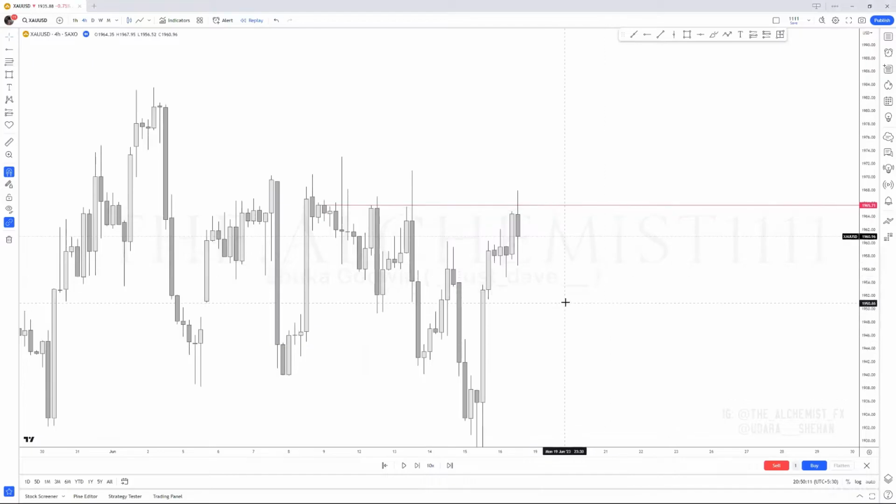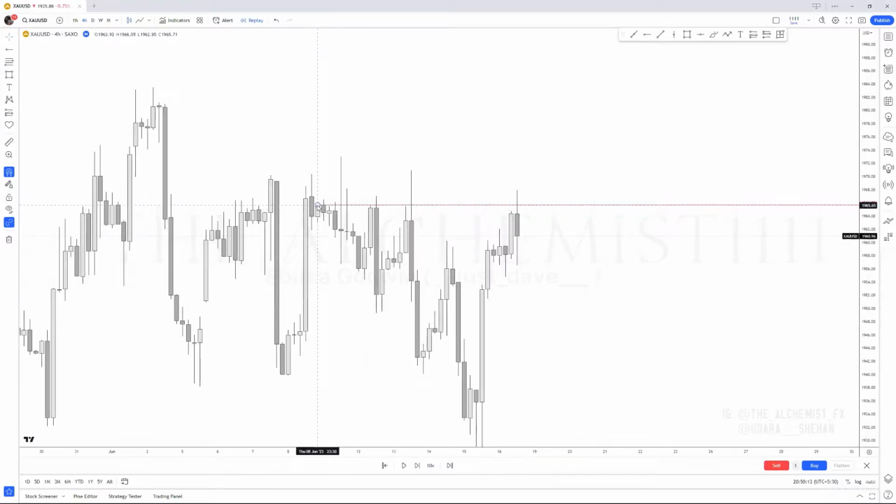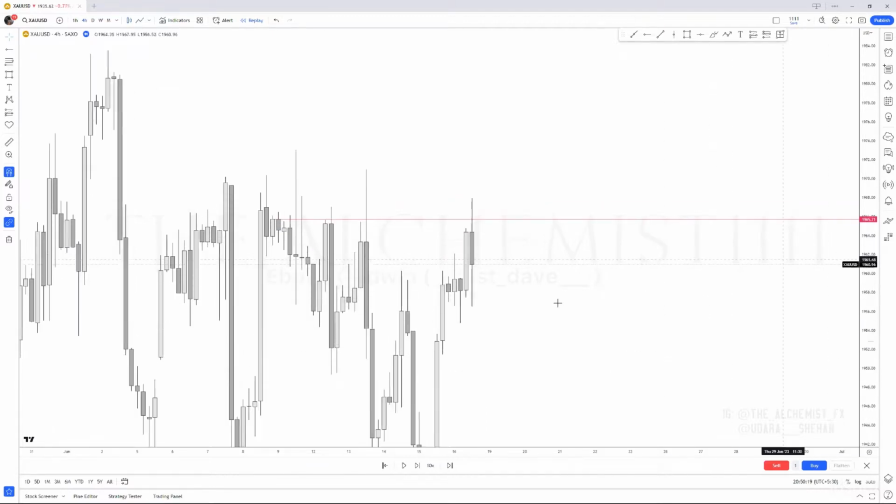Now look at this. Let's say you had this level marked out. You did not take any trades, no problem. You can go with your confirmation entries, right? Now, I did not take this. I'll show you how we can take a confirmation entry here.